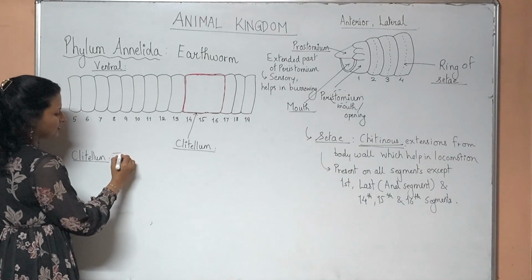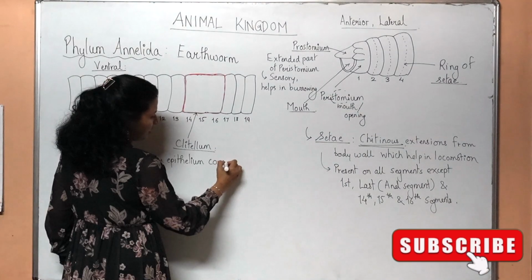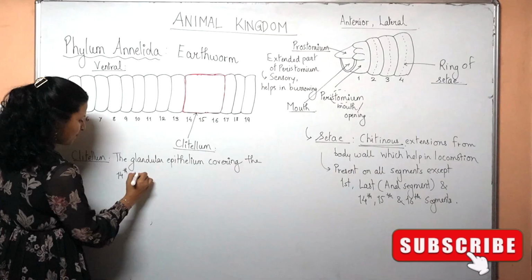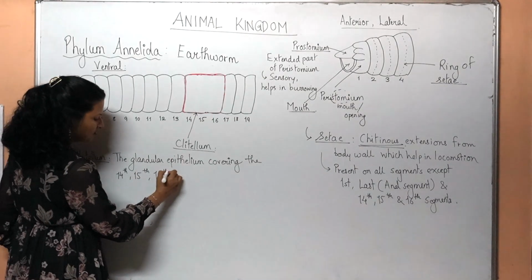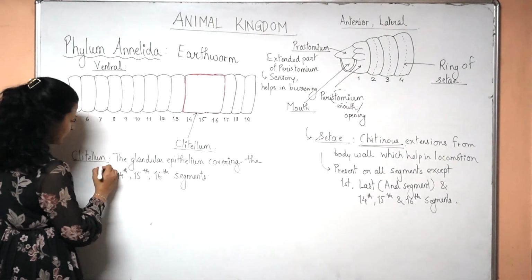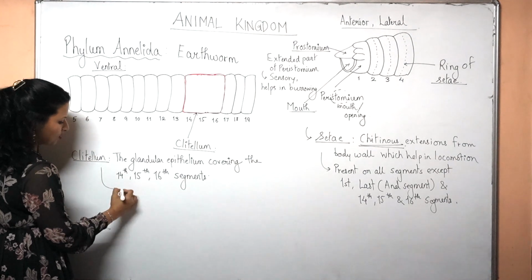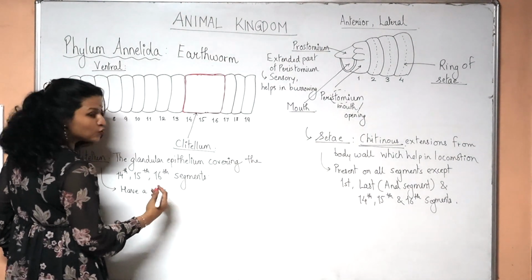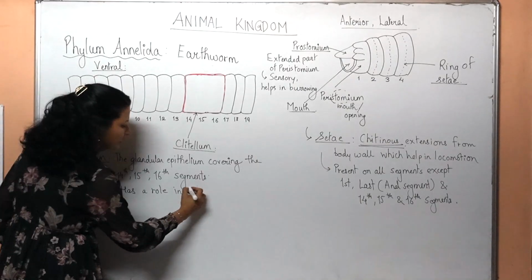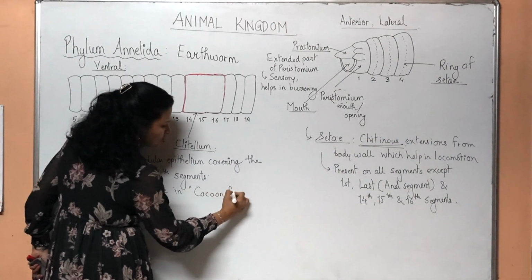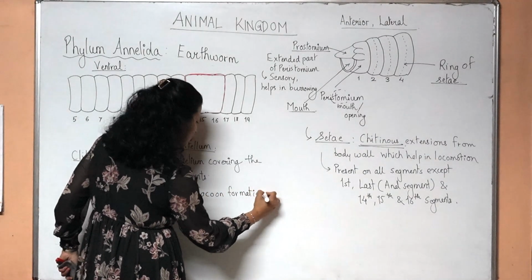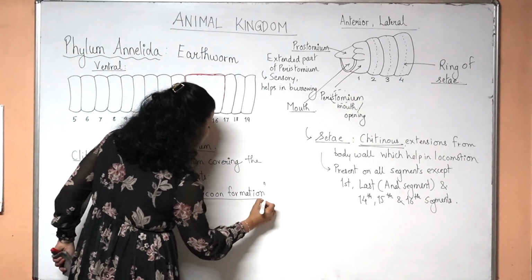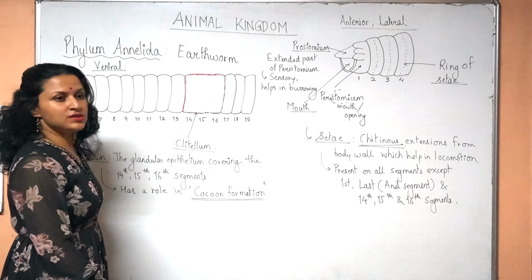Clitellum is nothing but the glandular epithelium covering the 14th, 15th and 16th segments, and the clitellum is known to have a role in the reproduction process, which is specifically called cocoon formation. It has a role in cocoon formation, which is a part of its reproduction process. We will discuss what this is when we are discussing its reproduction.